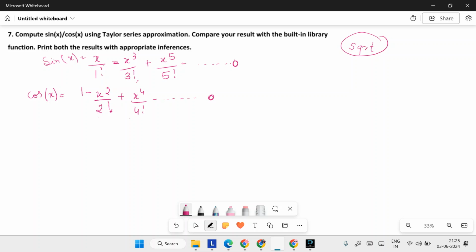Similarly here also, minus then plus, minus then plus. And see how the factorial increases. Here 1 becomes 3, from 3 to 5, 5 to 7 and so on, whereas here 1 to 2, 2 to 4, 4 to 6. So sin x increases in the odd powers and cos x increases in the even powers. Now let us start the code. The code is here.